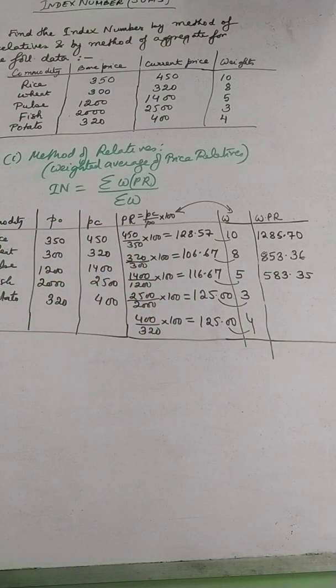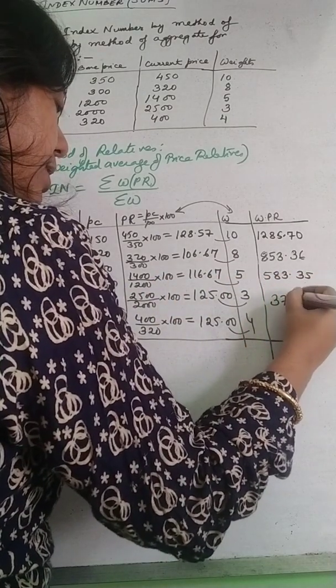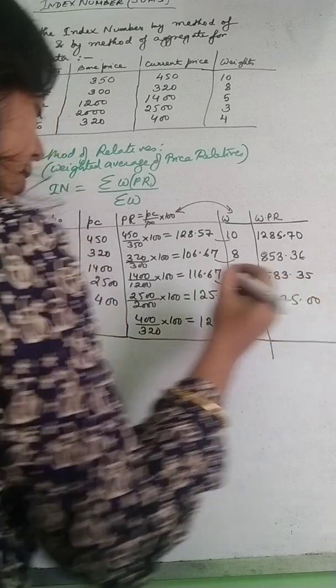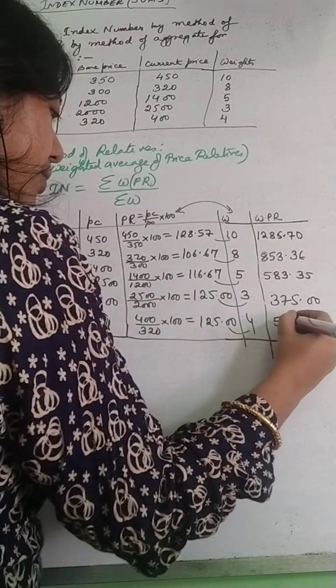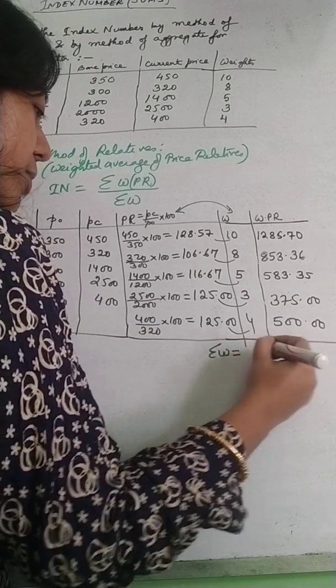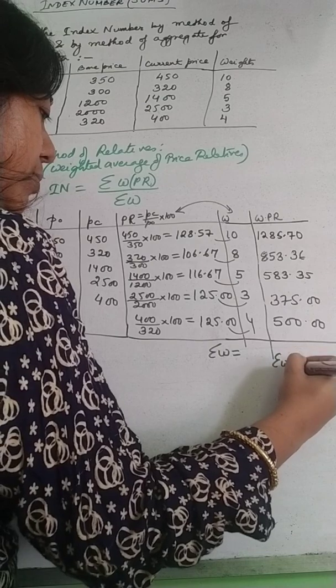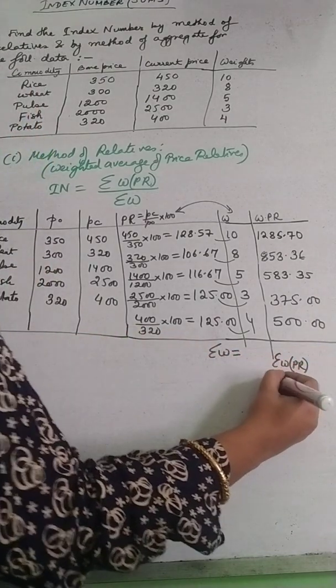Now 125.00, that is 125 into 3, gives you 375, and 125 into 4 gives you 500. So summation W is needed, and summation WPR is needed. We will add it up and write it here.